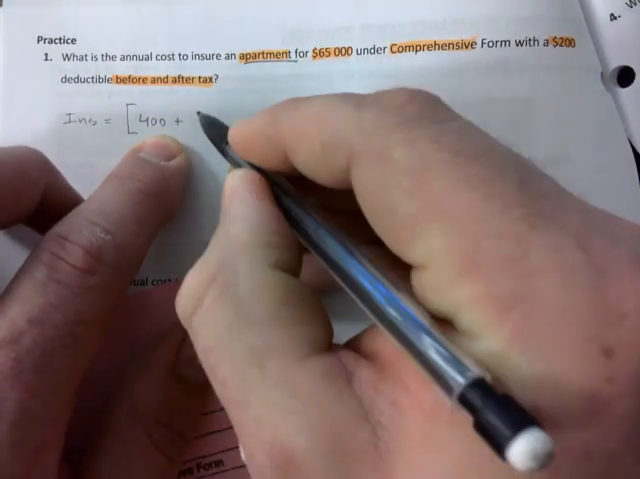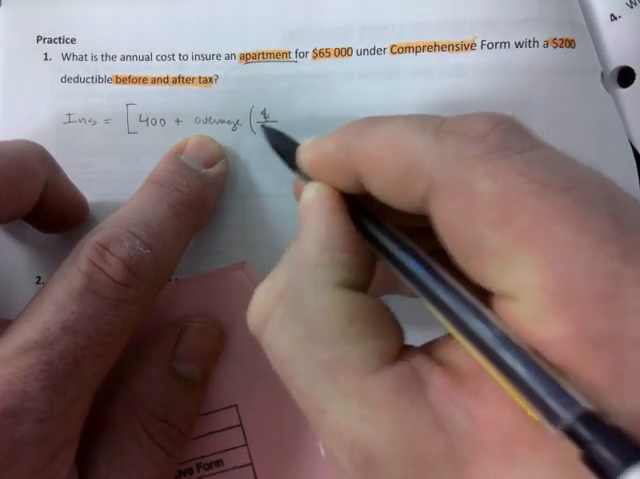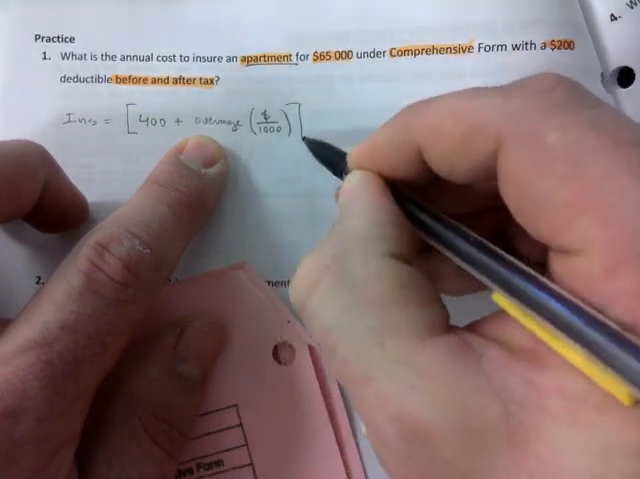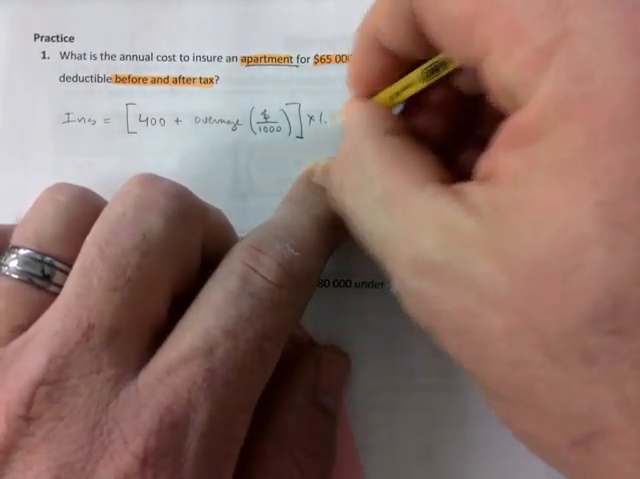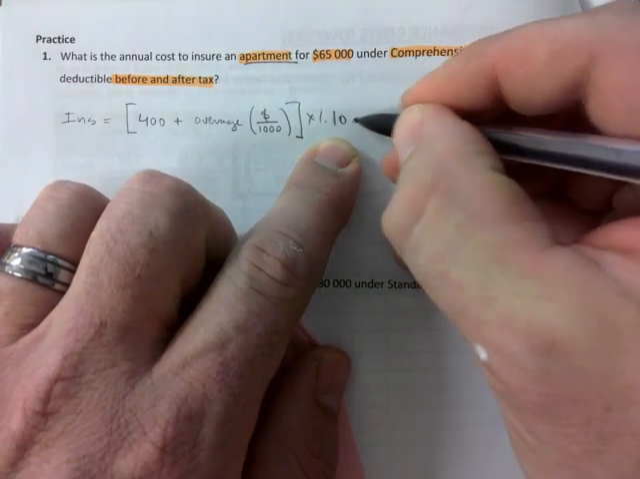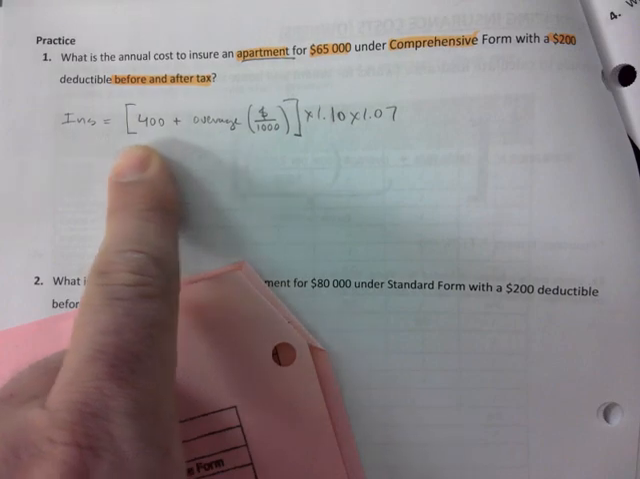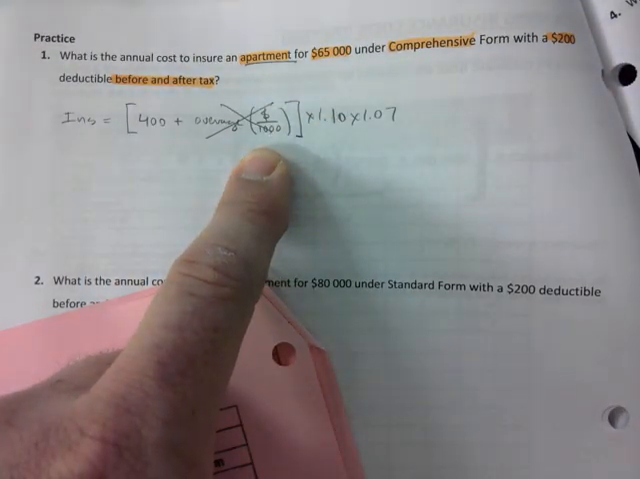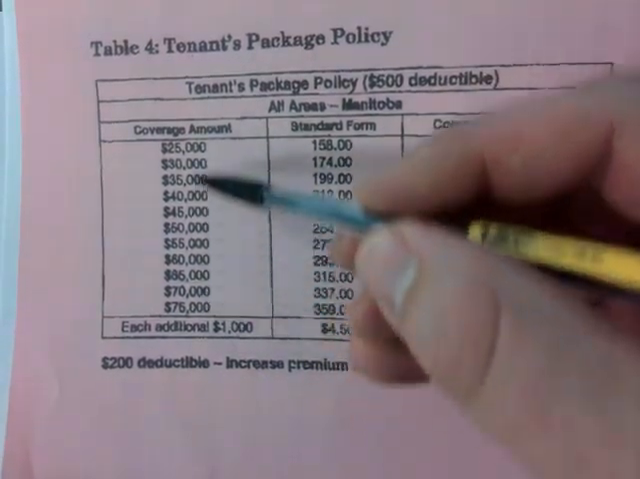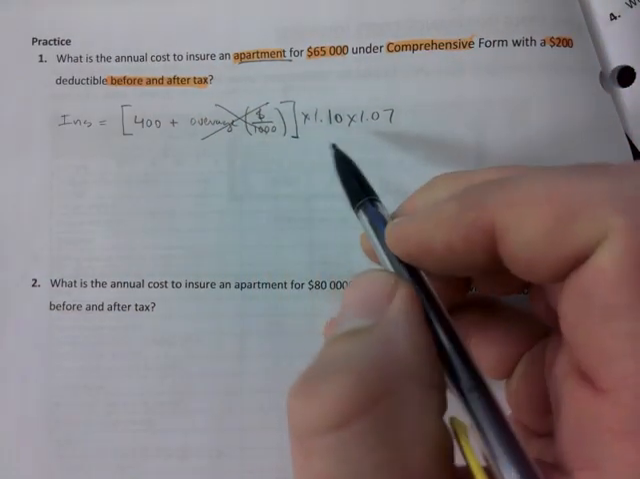And then there's the plus overage times a dollar amount over 1,000, square brackets times 1.10, right? I have to make sure I stay consistent, times 1.07, okay? So this part, ka-ching, ka-ching, that's gone, right? You don't have overage. You're staying within the numbers that are given here. You're not going over, so that's gone.